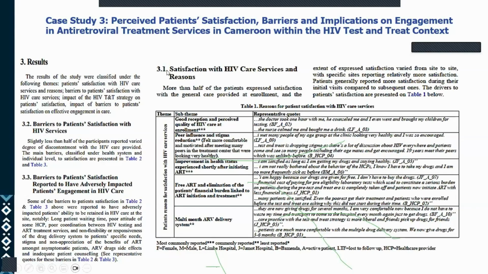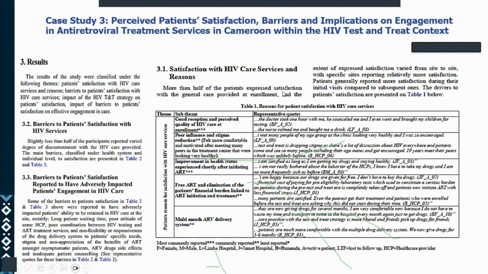Here it was renamed. That is, first of all, in results we have 3.1 satisfaction with HIV services. And you see that the satisfaction is found in the heading. So we directly know what you want to present. Then 3.2 talks about barriers to patient satisfaction with HIV services, and 3.3 barriers reported to have adversely impacted patients. And you see even 3.4 on implications. So your headings will really reflect the questions that were asked in the background, which are responded to in the results section using the methods that were done.